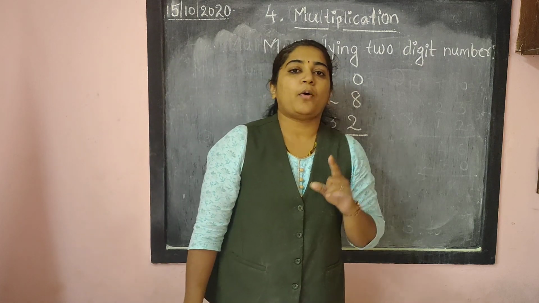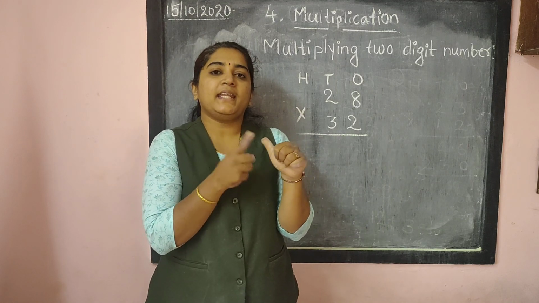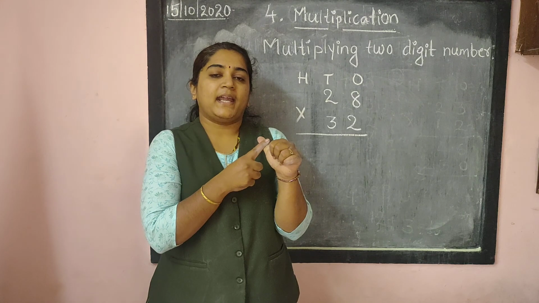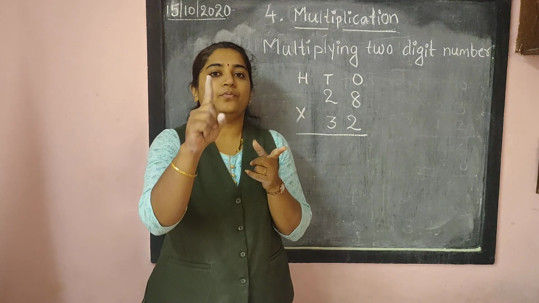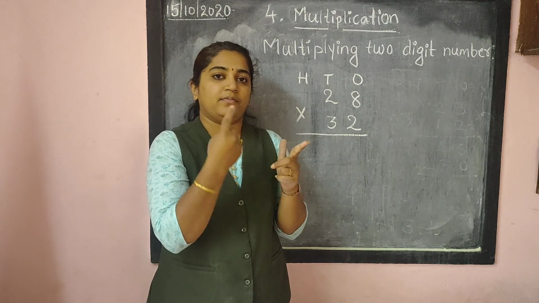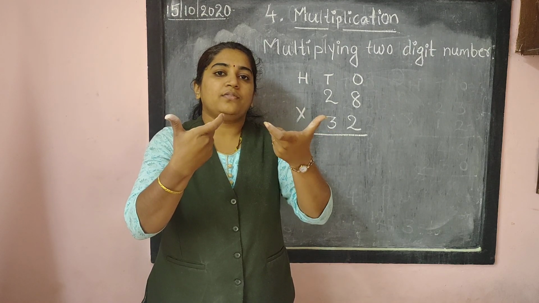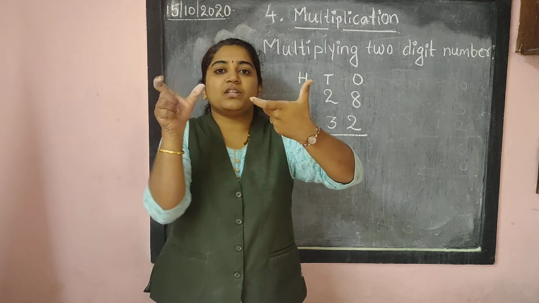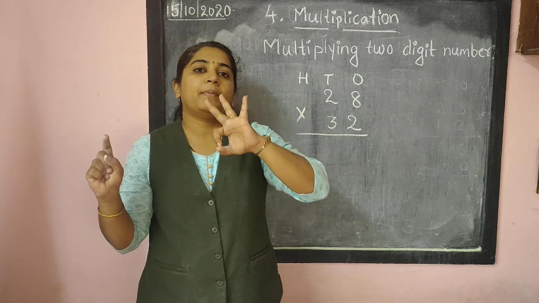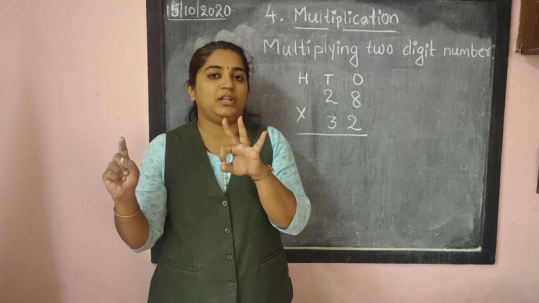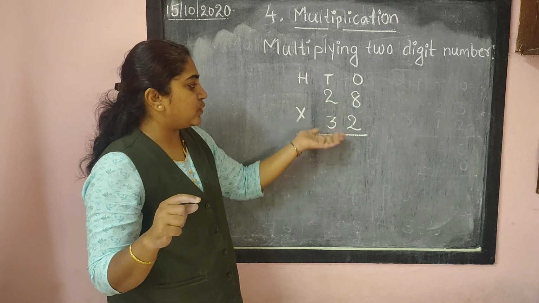And what are the properties of multiplication? There are 3 properties of multiplication. First one is any number multiplied by 0 gives 0. The product is 0. The next one is any number multiplied by 1. What is the product? The number itself only. And the third property is, if we rearrange the order of the numbers, the answer will be the same. These 3 properties of multiplication are very, very important. Remember that. And now we'll start how to multiply these 2 numbers.